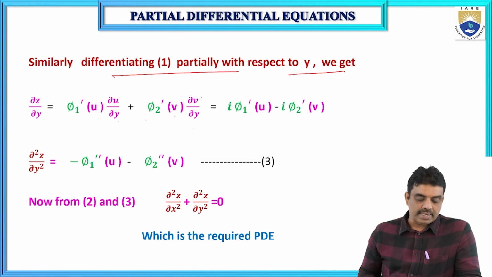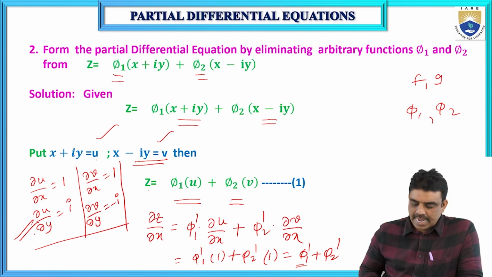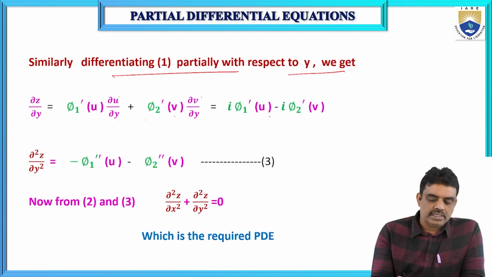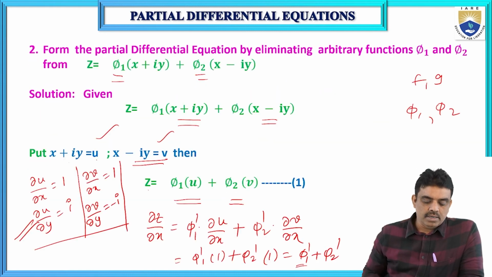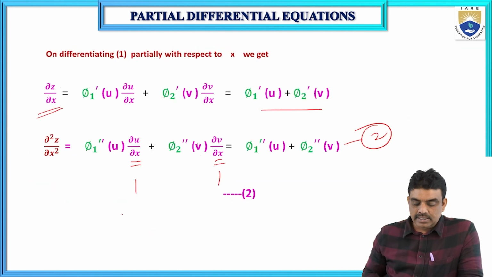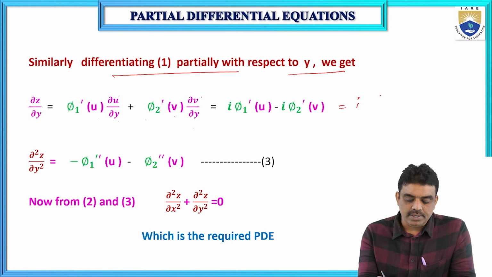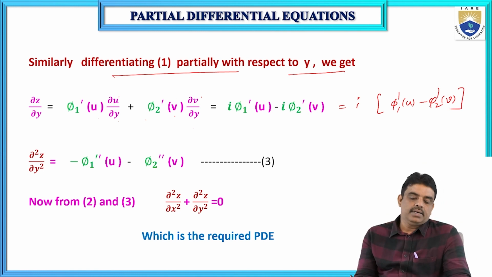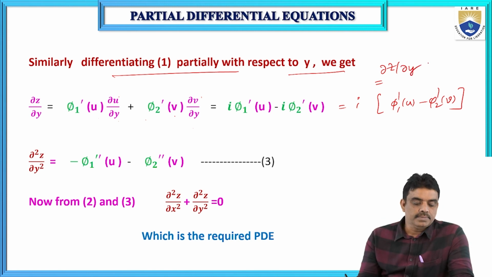What is dou u by dou y? Dou u by dou y is i. Just replace i into phi 1 dash of u. And what is dou v by dou y? Dou v by dou y is minus i. So what I can write is minus i into phi 2 dash of v, or i into phi 1 dash of u minus phi 2 dash of v. This is dou z by dou y.